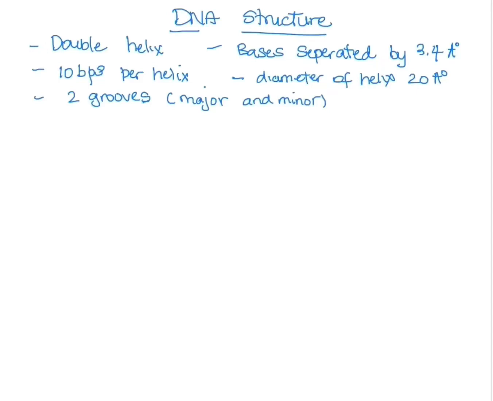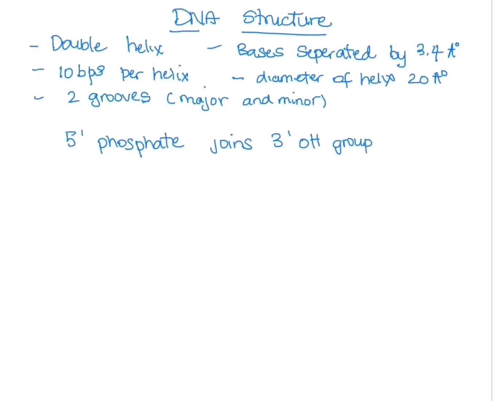Now let's look at the DNA structure. So the DNA is a double helix. It has 10 base pairs per helix and two grooves, the major groove and the minor groove. Its bases are separated by 3.4 angstroms, and the diameter of the helix is 20 angstroms.